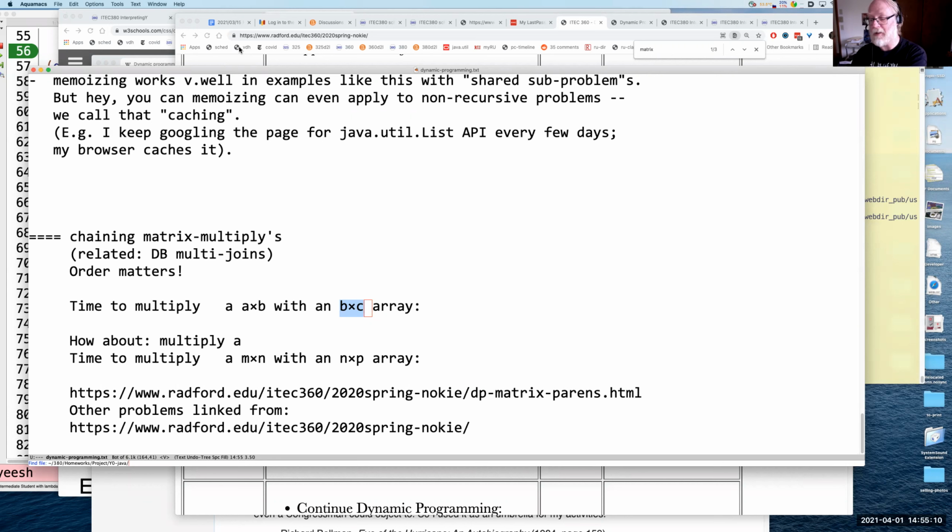pretty big intermediate result. We end up with that 4 times 3 array. Okay. But if you have a little bit of foresight, what can you do? You can say, hey, I'm going to take this 1 by 4 and this one, and when I multiply the 1 by 4 and the 4 by 2, I'm going to end up with a 1 by 2 matrix. And now I just have a tiny little 1 by 2 matrix to multiply against this one.